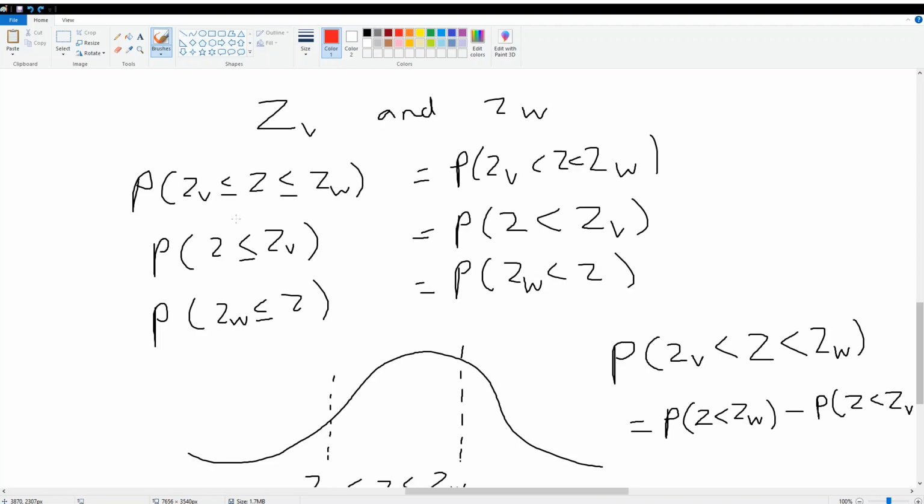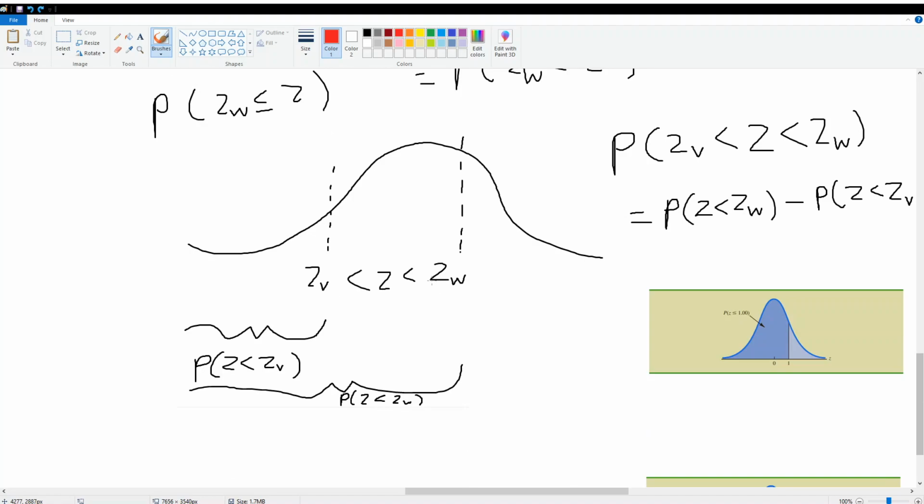And then in a similar vein, the chances of being less than or equal to some value is the same as being less than that value. And likewise, the chances of being greater than or equal to some value are going to be the same as being greater than that value. Again, because of continuity and the whole 1 over infinity thing. So we stick with this notation. You don't have to write this down. It's just notation.